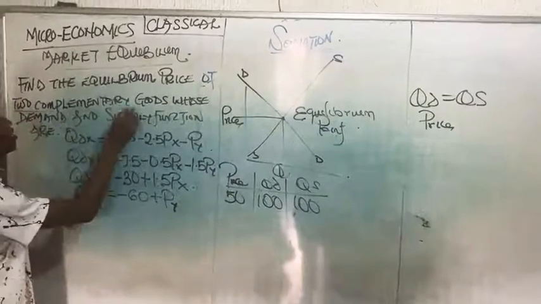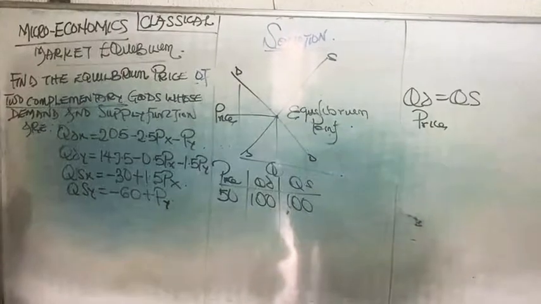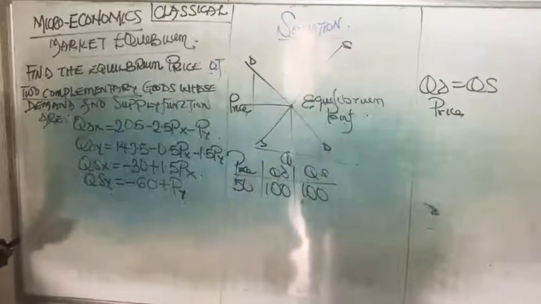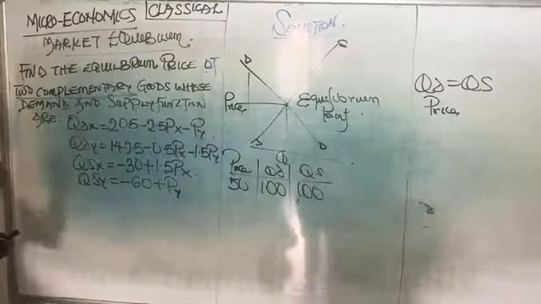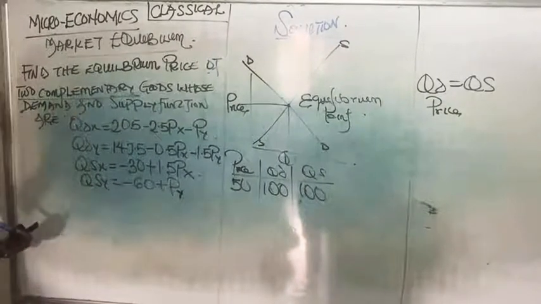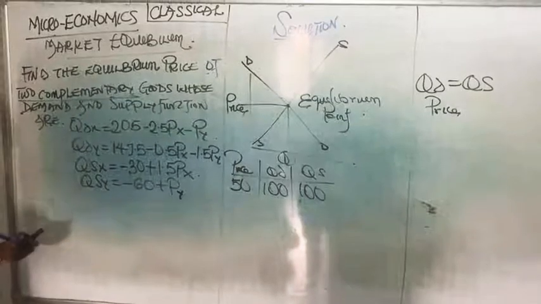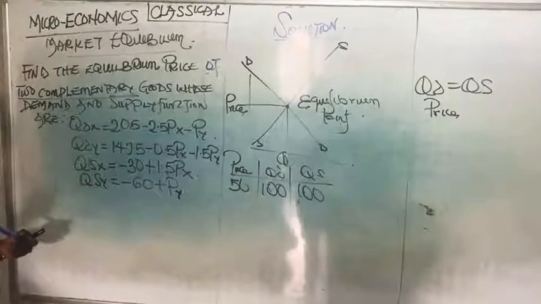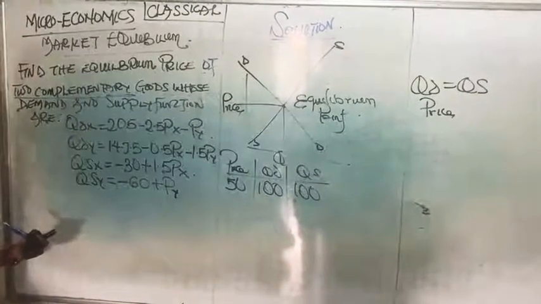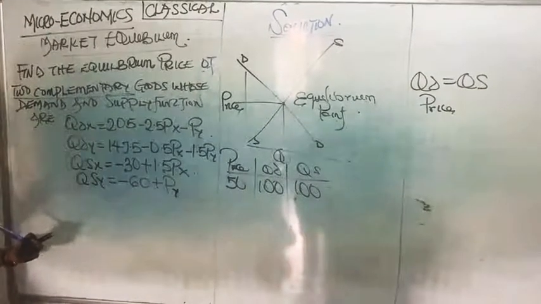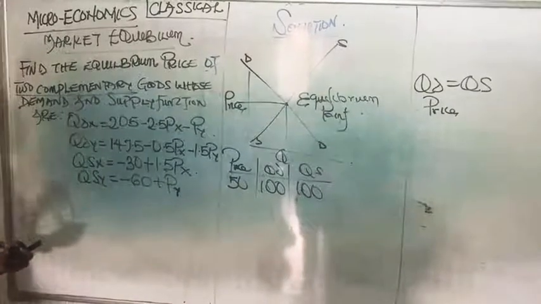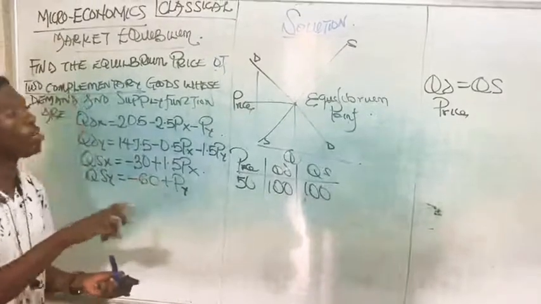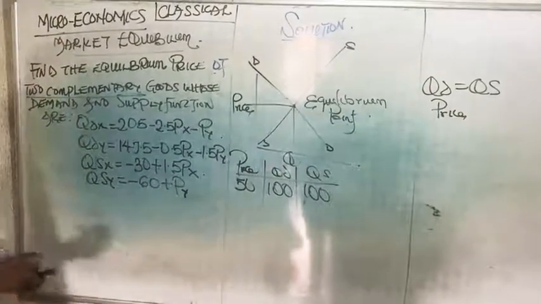Based on this analysis, they said the price of two complementary goods. And the word complementary emphasizes more under the types of demand. Complementary demand can also be called a joint demand. That is, a joint demand can also be called a complementary demand. Which means a particular commodity will not be effective without another. Example, a car and petrol. A car will not be effective without petrol.